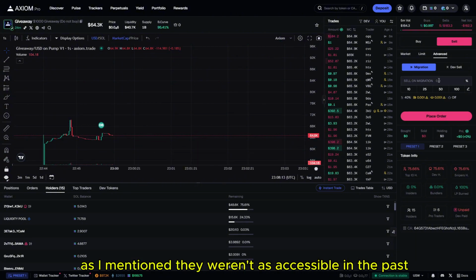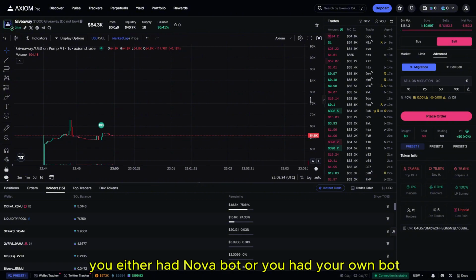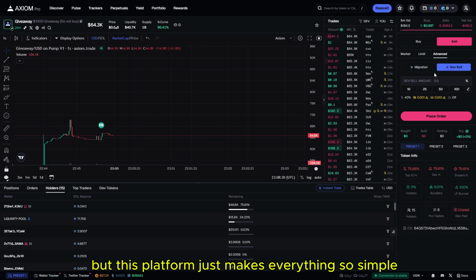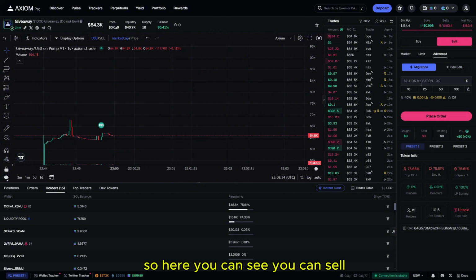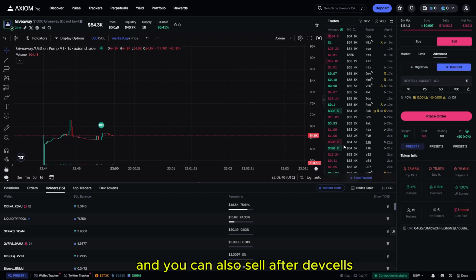As I mentioned, they weren't as accessible in the past. It wasn't an all-in-one. You either had NovaBot, or you had your own bot, or you were paying for a bot. It wasn't as simple as this, but this platform just makes everything so simple. So here you can see you can sell how much percent you'd like to sell after migration. And you can also sell after dev sells.